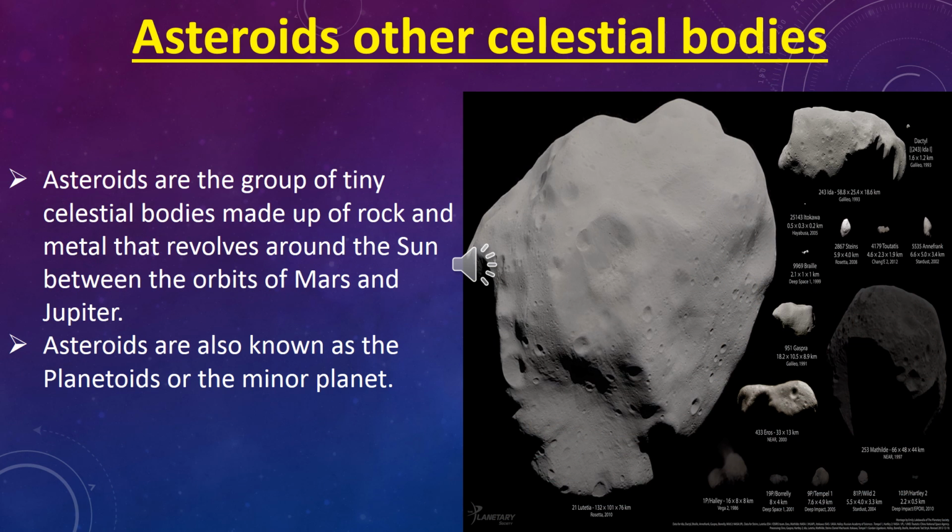Now comes asteroids and other celestial bodies. Asteroids are a group of tiny celestial bodies, tiny means very small in size, which are made up of rock and metal that revolve around the sun between the orbits of Mars and Jupiter, means between the path of Mars and Jupiter. Asteroids are also known as planetoids or minor planets because of their small size.